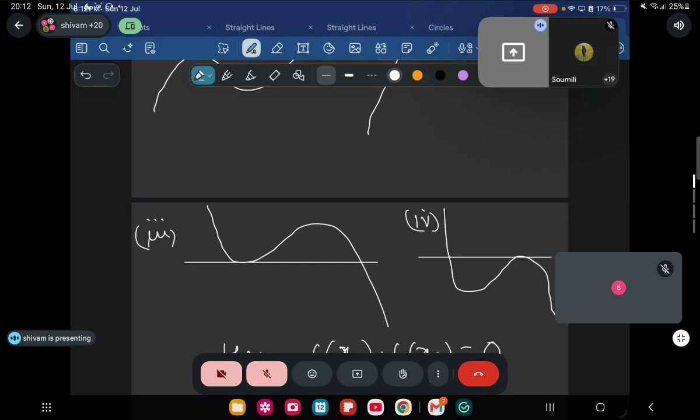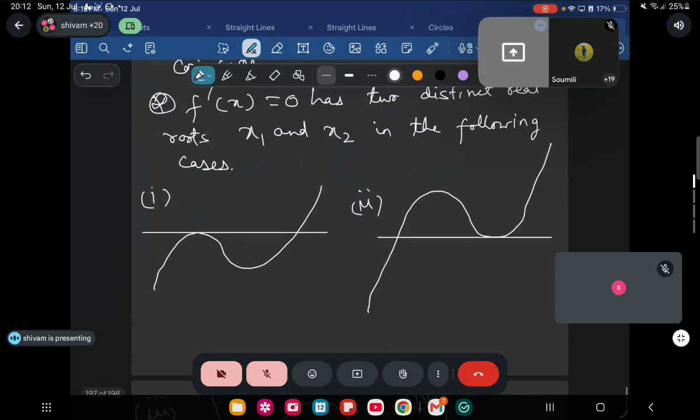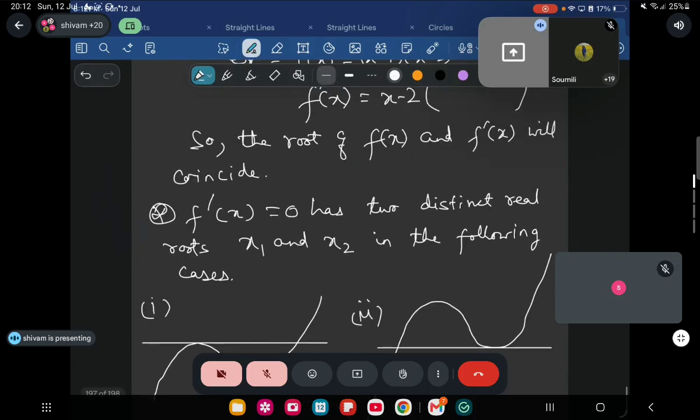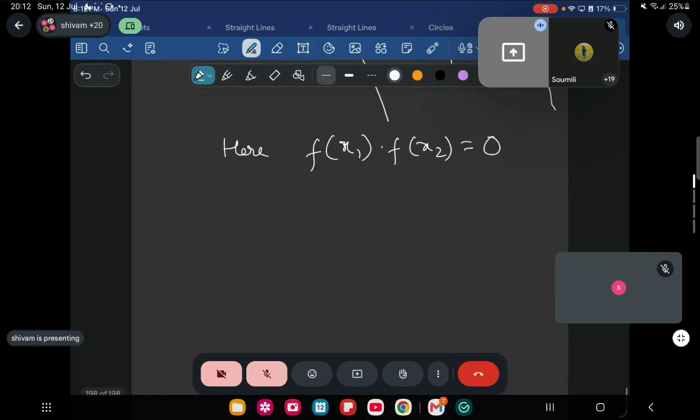F of x1 multiplied by f of x2 should be equal to 0. So in these cases, everyone, the cubic has two distinct real roots. Next, the cubic has only one real root. Only one real root.